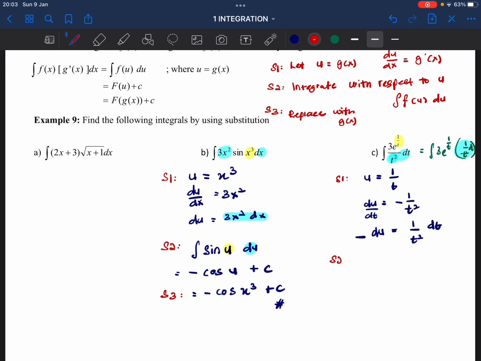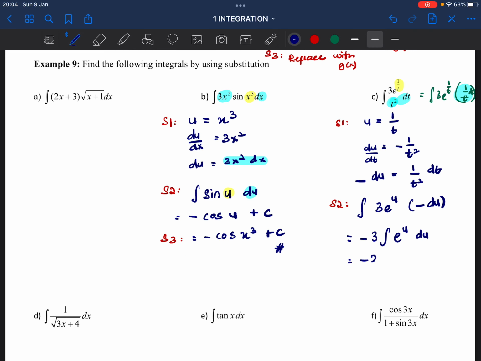Okay, so step 2, that will be integrate. So 3e 1 over t, 1 over t is your u, so we just change back to 3e u. The blue color here is negative du. So that will be negative du. Now just integrate as usual. Take out the constant. Integrate e to the u, you will still get e to the u plus c.